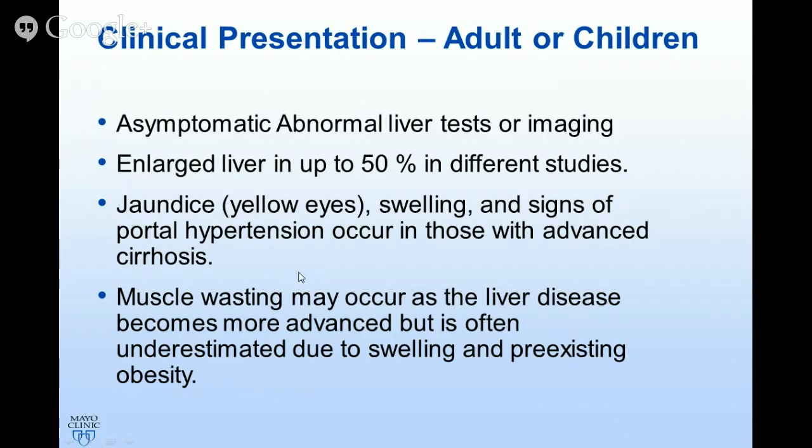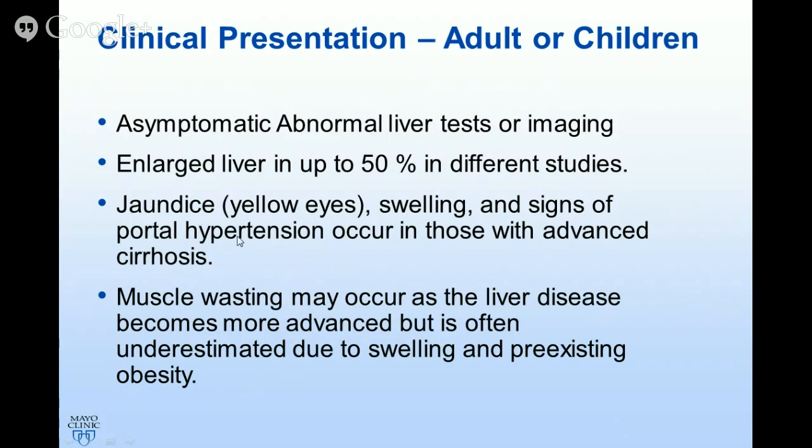So how do these patients present? Generally speaking, most people have no symptoms at all related to this, and they will just simply have some abnormal liver tests on blood work, or they'll have an abnormal ultrasound picture or a CT scan picture that detects the fat in the liver. Sometimes people may show up with an enlarged liver, something called hepatomegaly, in up to 50%. These are only generally published studies, so it's probably not as common as 50%.